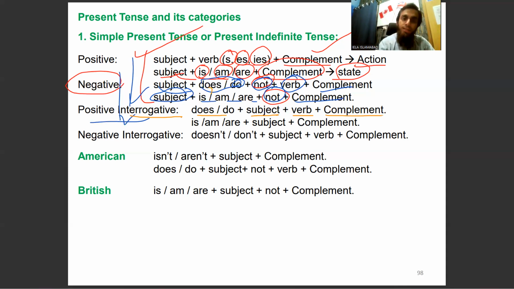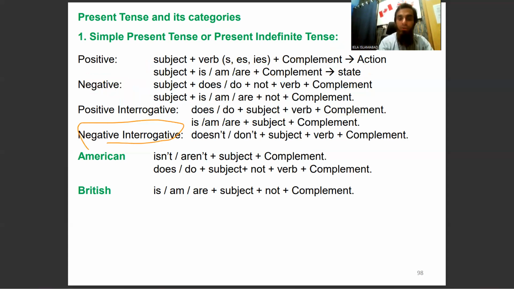And if the sentence is having is or are, so is or are will come at the beginning, like is or are, and then subject of a sentence, doer of a sentence, right? Plus complement, means rest of the sentence, right? Now, in negative interrogative, if that is also interrogative and also negative, how will we make a sentence? What should be the structure? Doesn't, don't, plus subject plus verb plus complement. This will be the structure to be followed for negative interrogative.